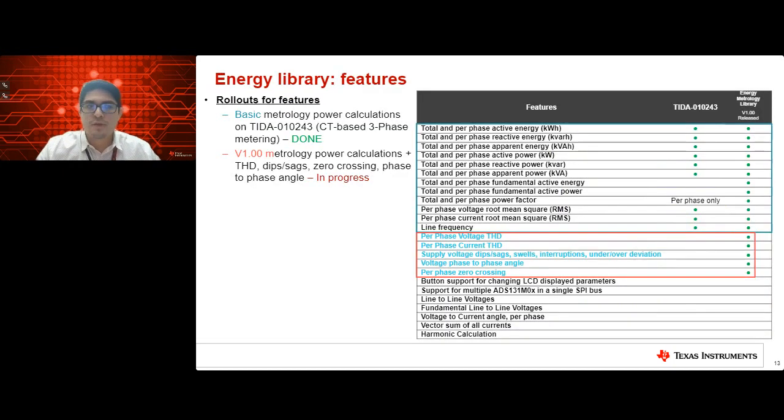But I also wanted to touch a little bit more on the energy library itself. This is one of the main things that you will be getting with the reference design. So let's go over some of the features that we currently have, and then some of the features that we're going to be working on this next month. You might be seeing it pretty soon. So some of the basic metrology calculations, that's the active and reactive energy, the apparent energy, the active and reactive power, and the RMS voltage and current. These are features that we have on our boards right now and we're able to test in the lab.